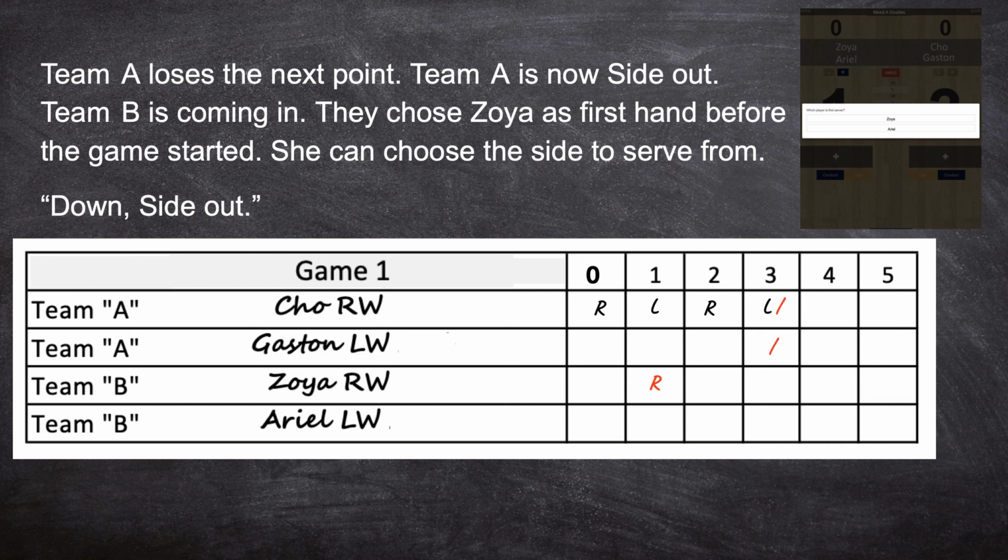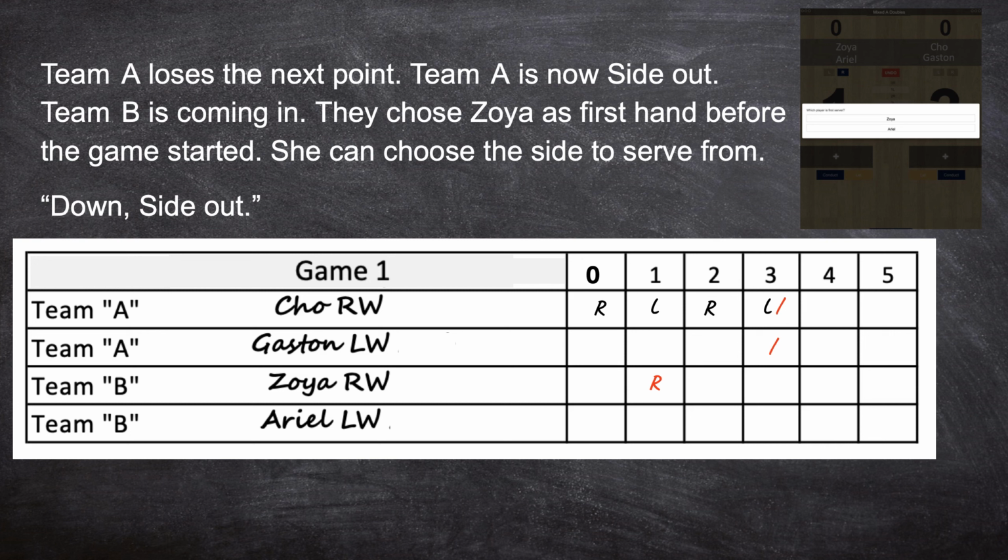More care is needed at every change of server. The players may need a little extra time to adjust with the server change. Who just served? Cho. Add a slash on Cho's point column 3 to mark the handout. Team A only gets one serve to start the game. So enter a slash on Gaston's point 3 column. As handout, slash for the second server means it's side out.